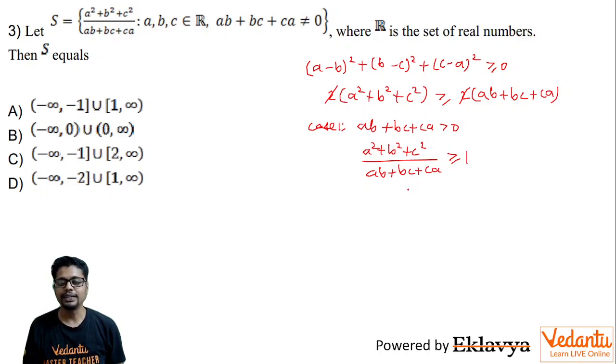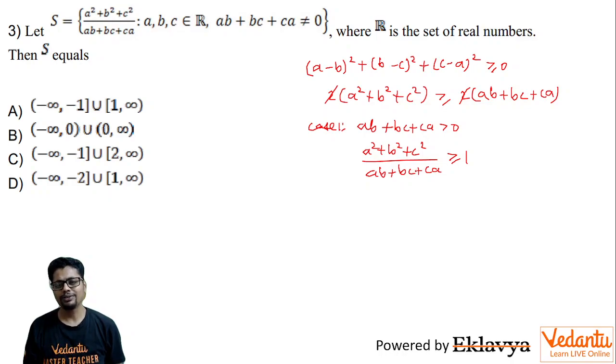So that means when ab plus bc plus ca is greater than 0, this expression is definitely greater than 0, because the numerator a square plus b square plus c square would definitely not be negative. In fact it can't even be 0. Why? Because then ab plus bc plus ca would also become 0. a equal to b equal to c equal to 0 would make the numerator 0, and the denominator would become 0, which is not allowed. So this expression is definitely greater than 0. However, we have got a stricter condition: this expression is not just greater than 0, it is greater than or equal to 1.